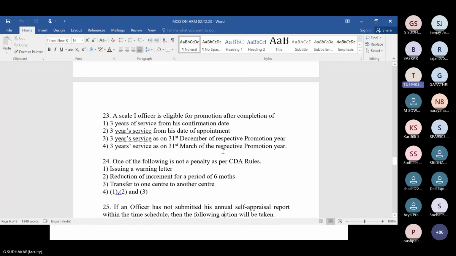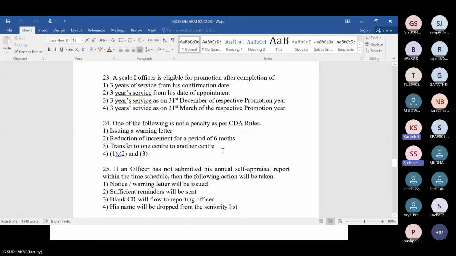23. 3 years service as on 31st March of the respective promotion year. Fourth one, sir. Good going. Fourth one is the correct one. Confirmation date will not come. Appointment date will not come. 31st December will not come. 31st March is the correct answer. Good.